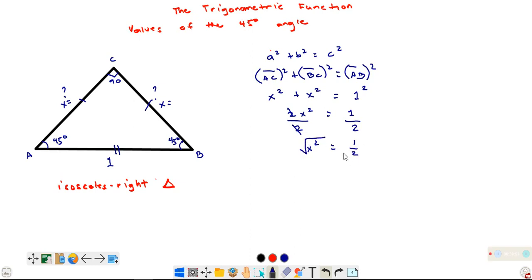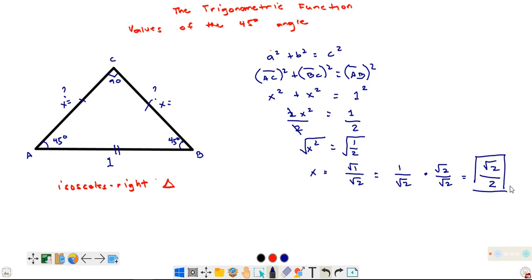Get the value of X. Square root of X squared, square root of 1/2. X is equal to the square root of 1 over the square root of 2, or that is simply 1 over the square root of 2. But we have to rationalize the denominator. So let's multiply both the numerator and denominator by square root of 2. You will end up with 1 times square root of 2 is square root of 2. Square root of 2 times square root of 2 is square root of 4 or 2.